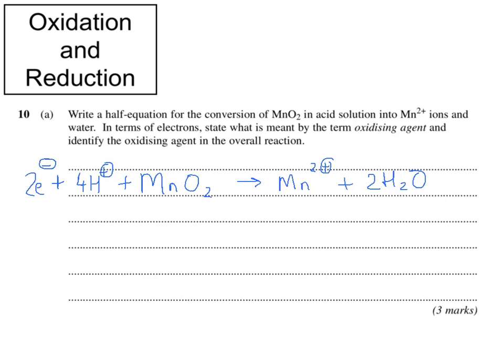So the next step asks you to state what is meant by the term oxidizing agent in terms of electrons. So remember, I said that an oxidizing agent is reduced itself. So you could say an oxidizing agent, because it gets reduced itself, will gain electrons.